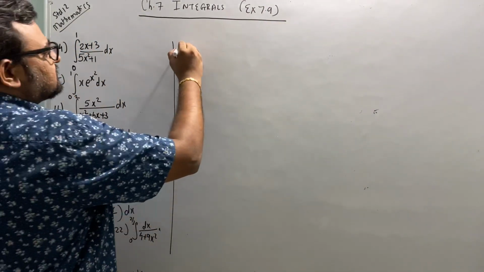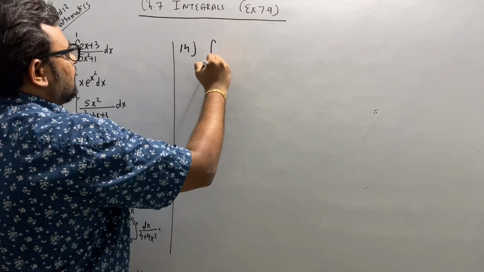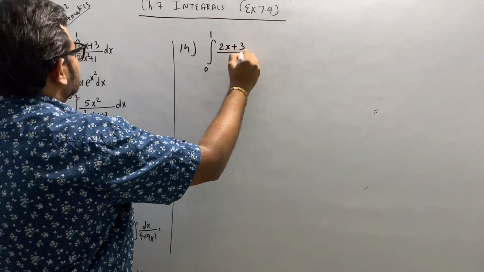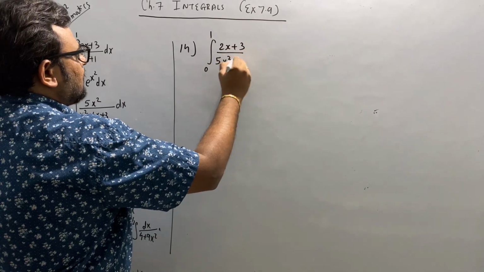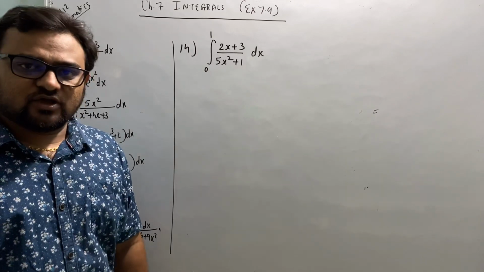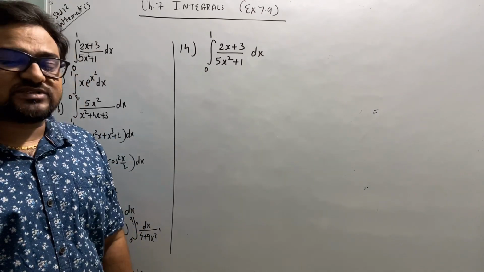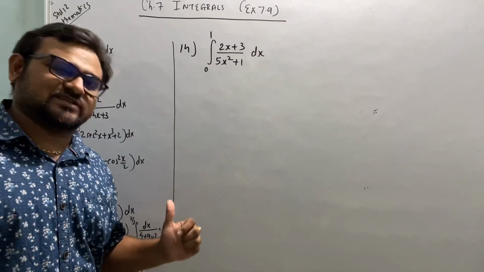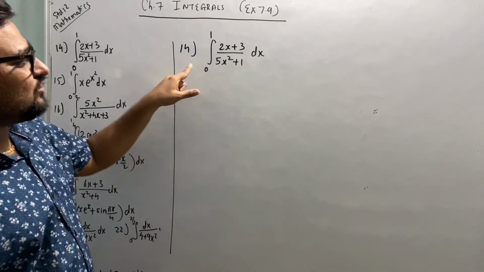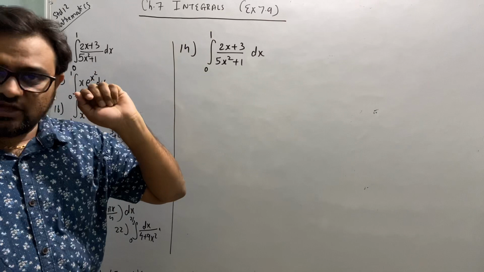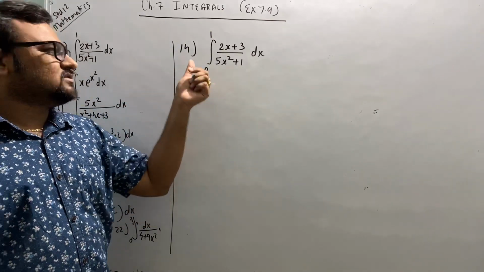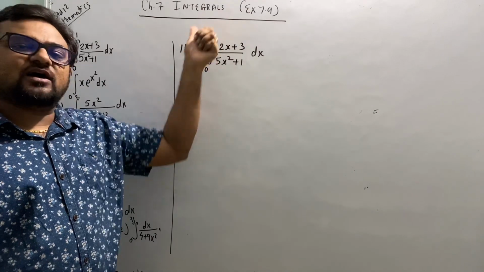Question number 14 is the integration from 0 to 1 of (2x plus 3) upon (5x square plus 1) dx. These are similar to the ones we had done in the previous exercise. The only difference is that at that time we had indefinite integrals, meaning there was no lower and upper limit. So we will use the same method and finally just put the value of the lower limit and upper limit.